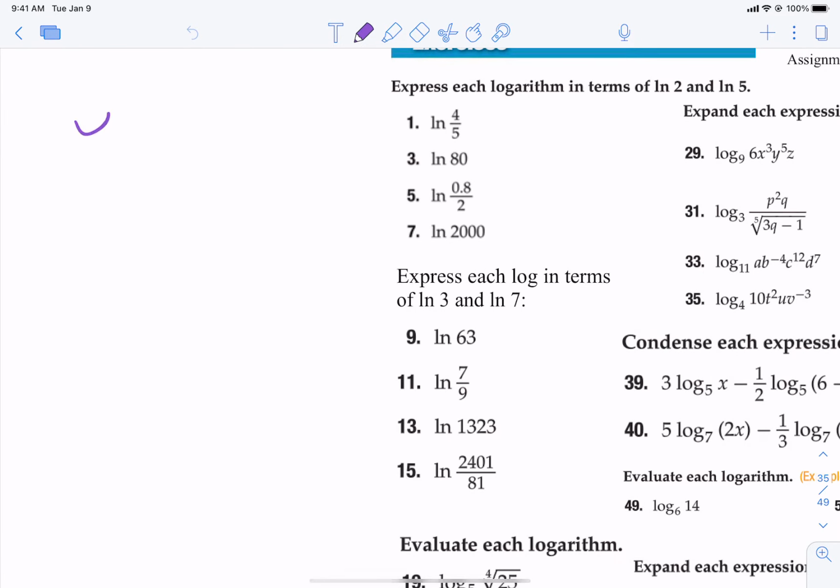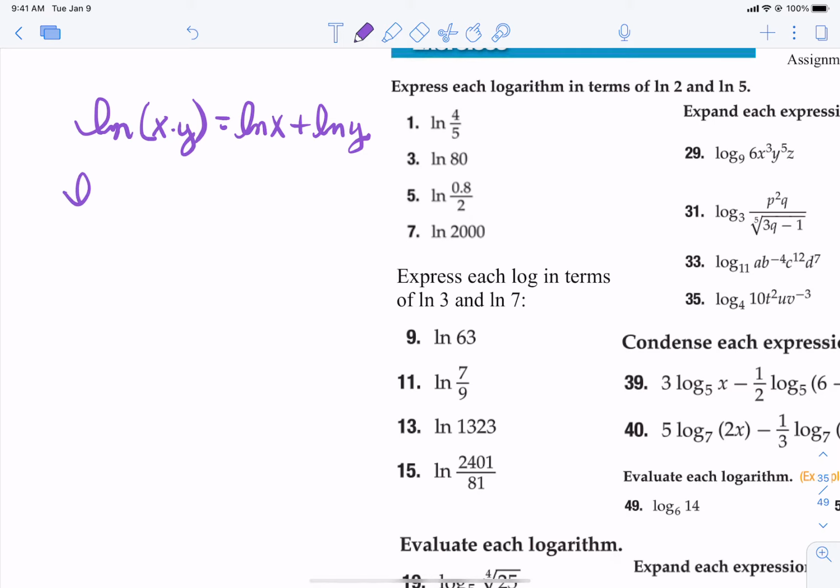The first rule is that in any kind of logarithm, it doesn't have to be a natural log, it can be any kind of log, if you have two things multiplied together inside the logarithm, you can expand it to be the natural log of the first plus the natural log of the second. That's your first rule. So you might want to write those down.